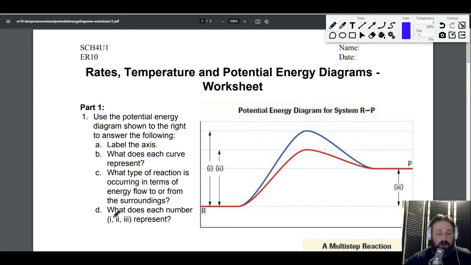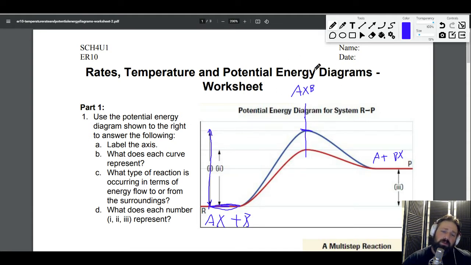Now, what does each number 1, 2, 3 represent? So here, this looks like an activation energy. An activation energy is the beginning reactants and then all the way to the very tip top of the hill. This is that activation energy. The things that are going on up here, let's say this is AX plus B, and over here we have A plus BX. Up here in this section, what we have is AXB. All of them bound together in some weird way.